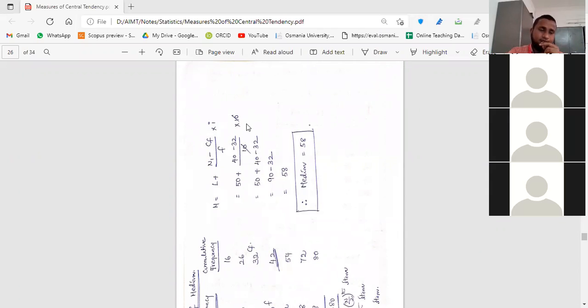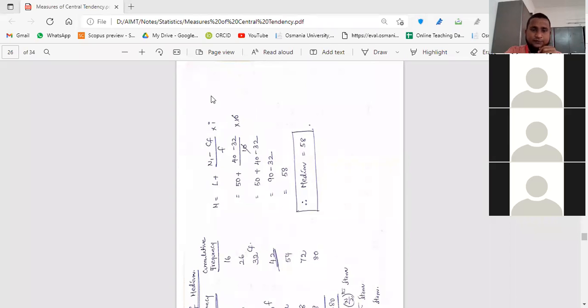32 is the upper value of cumulative frequency. Yes, sir. The cumulative frequency of the median class is 42, but CF is the one just above that cumulative frequency.